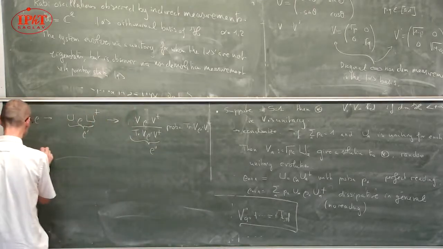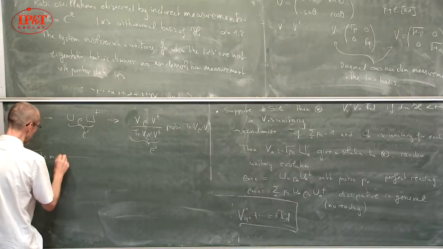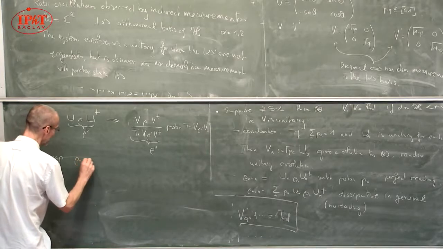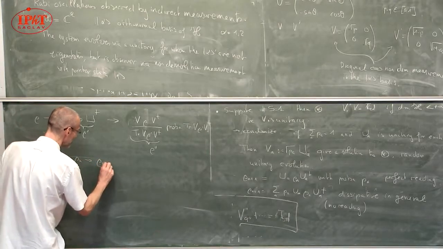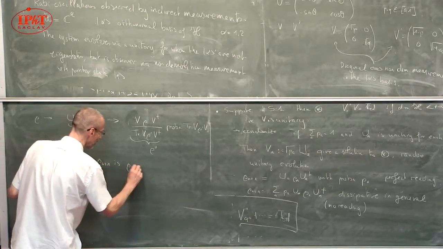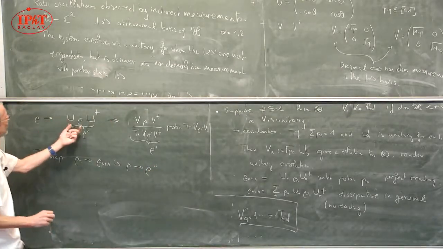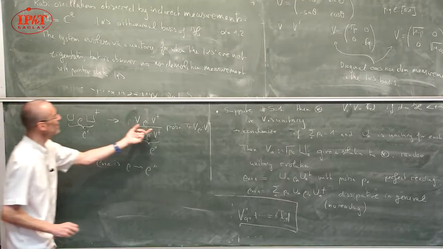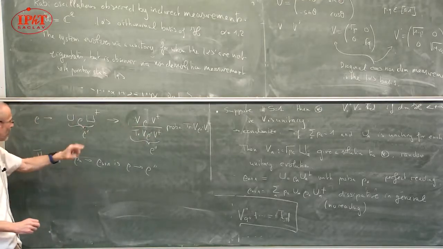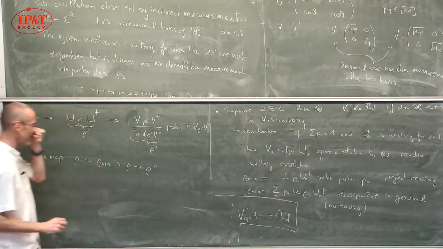And the map rho n goes to rho n plus 1 is rho goes to rho double prime. So you make a small amount of unitary evolution, then you measure, then you make another small amount of unitary evolution, then you measure again, and so on.